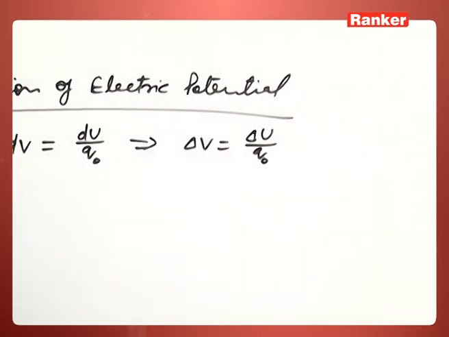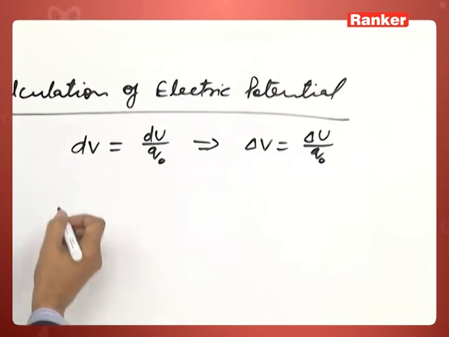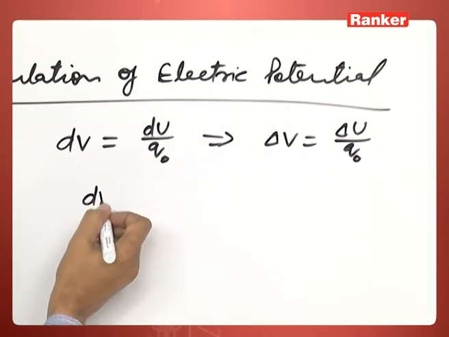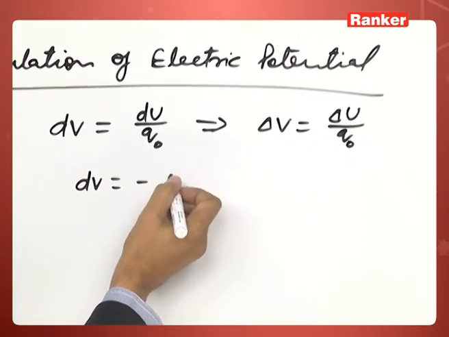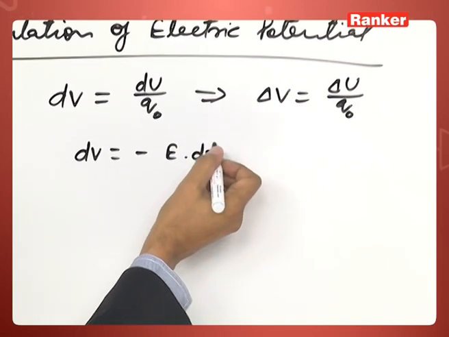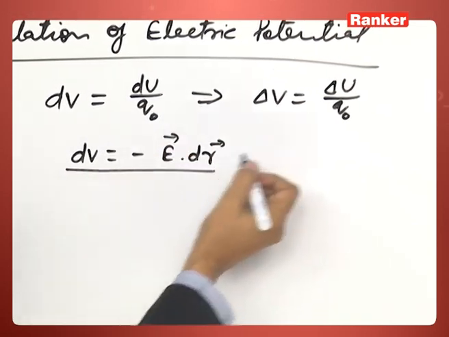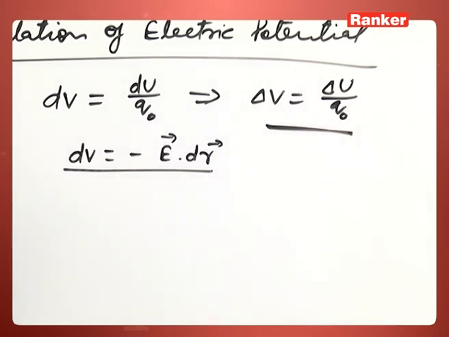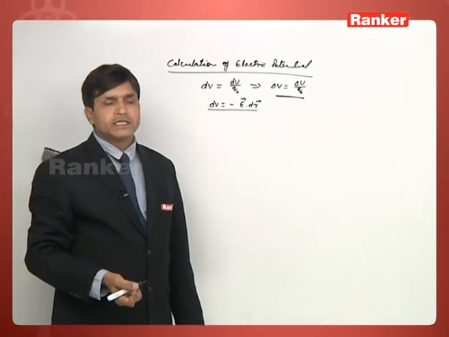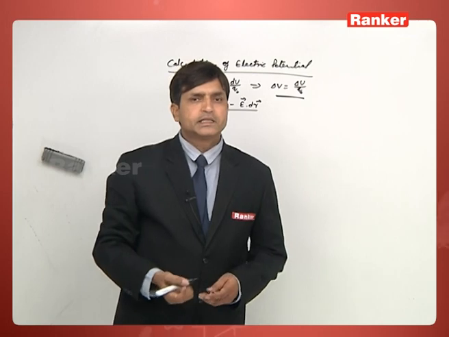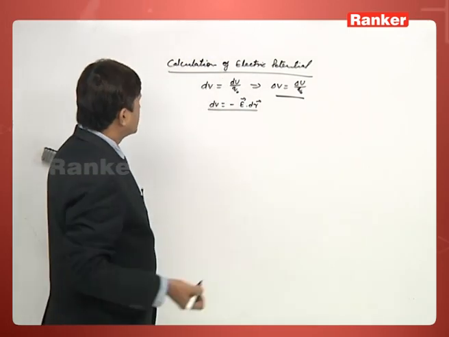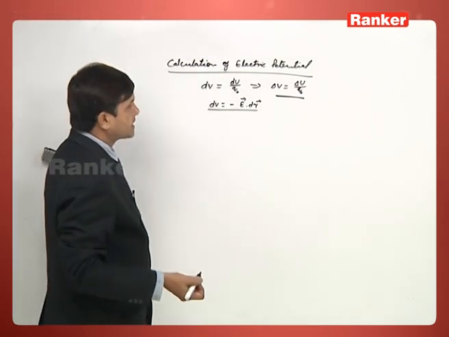This is one of the fundamental relations, and another is the electric field relation: dV is minus E dot dr. Any of these two relations can be used to determine the potential due to different charged bodies. So one by one we will consider different cases.